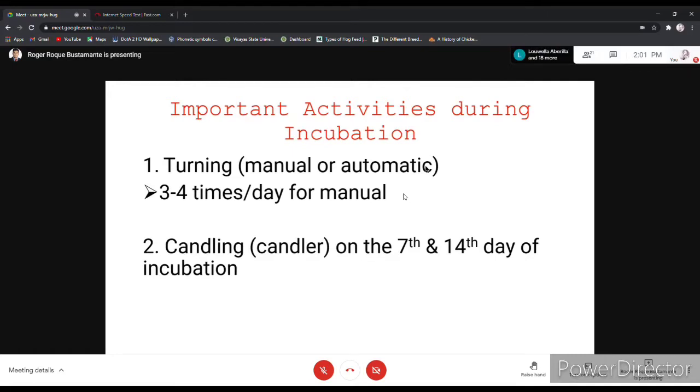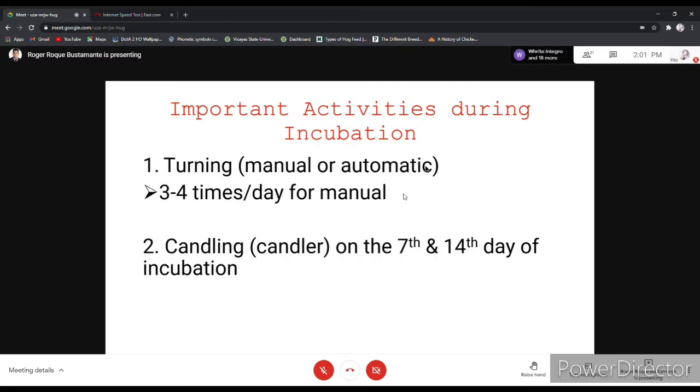So, candling, using a candler. Candling can be done on the 7th and 14th day of incubation. A week after setting the eggs in the incubator, you can do candling. This is to eliminate clears. At the 7th day, we can see the eggs called clears, which have no developed embryo. Clears are the eggs that have no developed embryo.